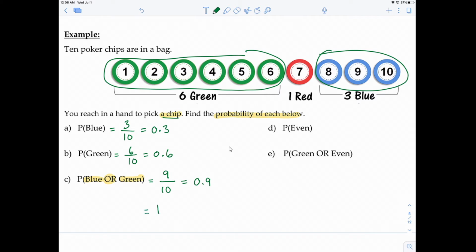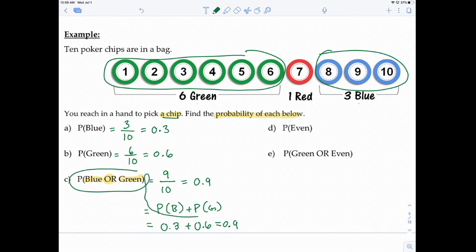All right, is this equal to the probability of blue plus the probability of green? And it looks like it is, right? 0.3 plus 0.6, which is 0.9. Now, let me tell you, this is almost true. The probability of blue or green being equal to the probability of blue plus the probability of green is almost true. And I'll show you where it doesn't work.